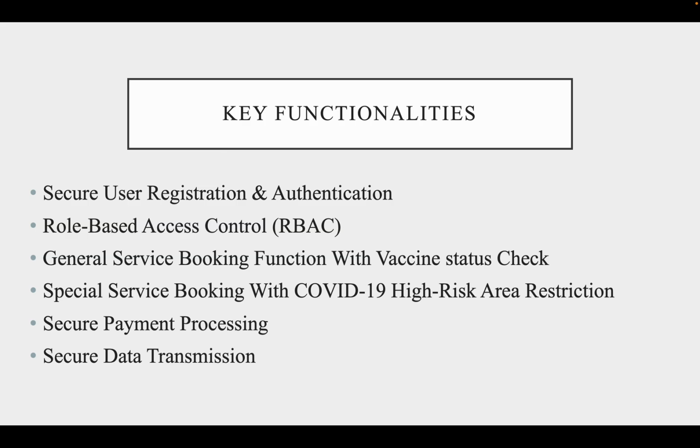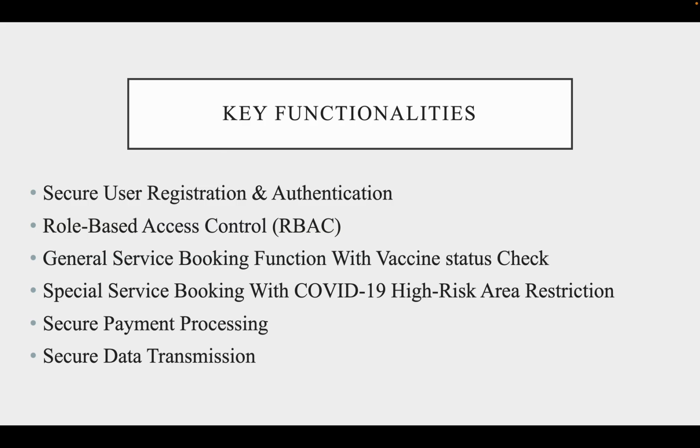Then is our major functionality, general service booking. General service booking allows users to input their email address and home address to book a general service or a valuable service package. And we have a special service booking, which we have integrated with Google Map to match our COVID-19 high-risk area restriction. That allows users to search for nearby available workers, review their profile, and book a service.